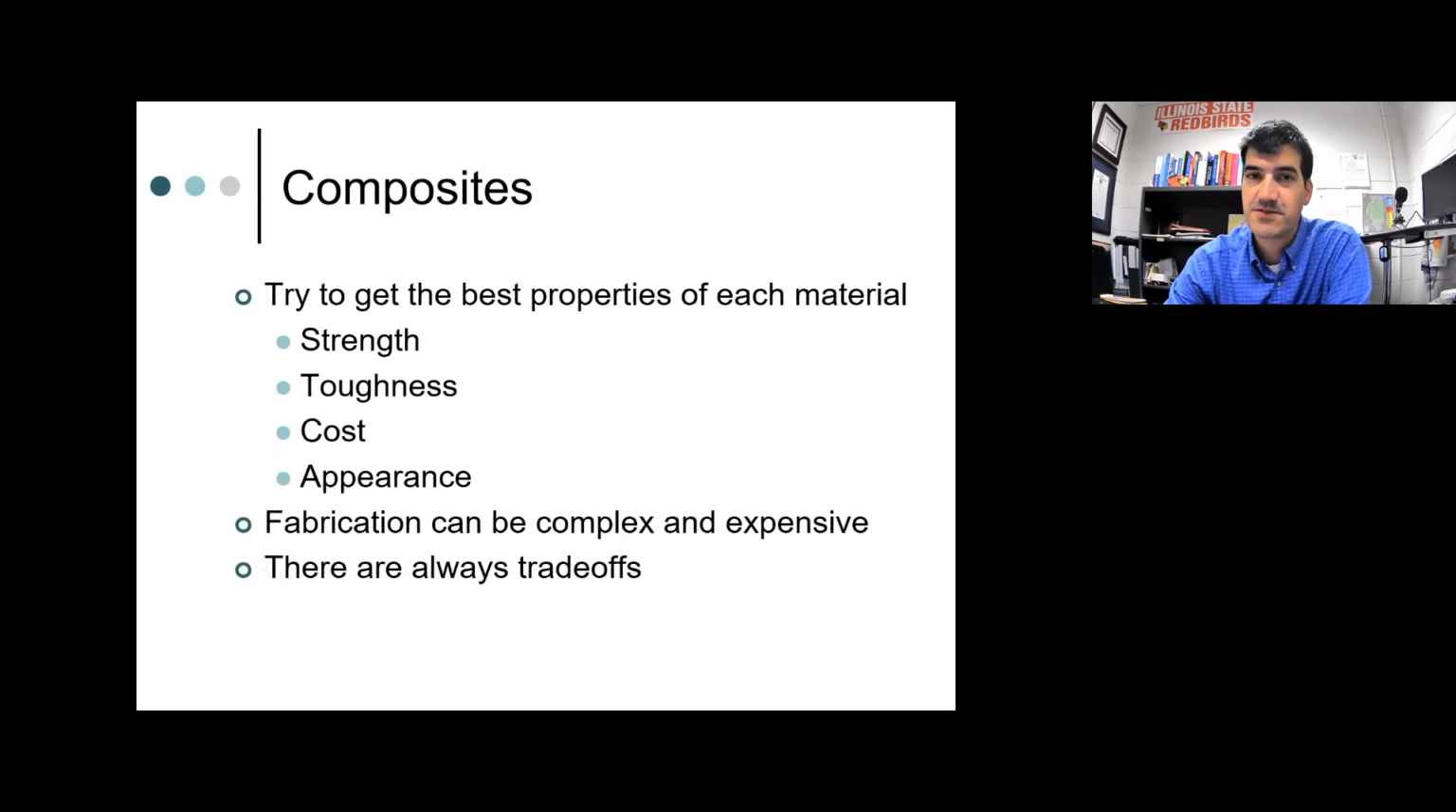So generally with composites, what you're doing is you're trying to combine materials to get the best mechanical properties that you can, while also trying to minimize cost, or make it appear the best, or maximize toughness, or maximize strength. So trying to get the best combination of properties. But there are trade-offs. One of them is that fabrication can be difficult.